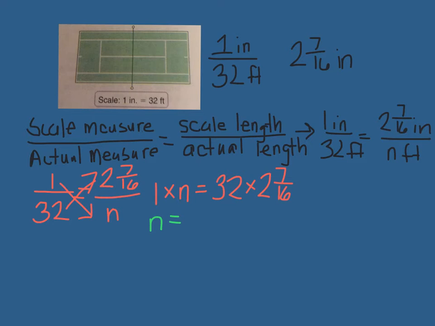So we have 32 over 1 times, and I turn this 2 7/16 into an improper fraction, and that's 39 over 16. So I can do some cross canceling here. 16 goes into itself 1 time, and it goes into 32 2 times. So 2 times 39 equals 78. So n equals 78. So the actual length of this tennis court would be 78 feet.